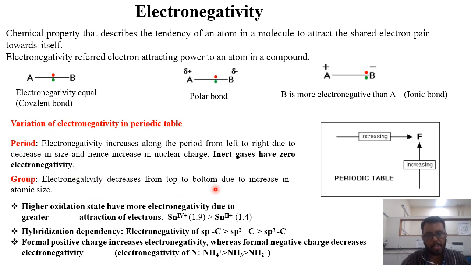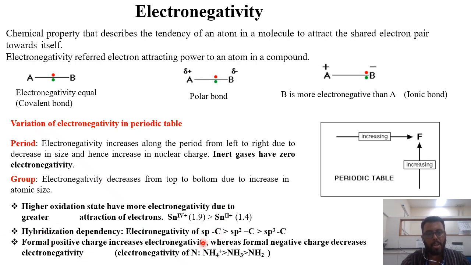Electronegativity decreases from top to bottom due to increase in atomic size. We know that atomic size increases along the group. As a result, electronegativity decreases. So higher oxidation state has more electronegativity due to greater attraction of electrons. For example, compared to Sn2+ (stannous), stannic, that is Sn4+, will have higher electronegativity, 1.94.